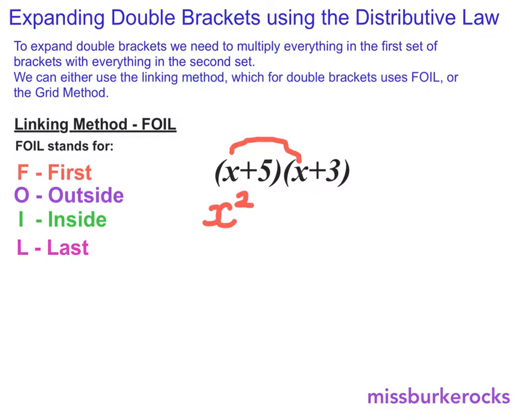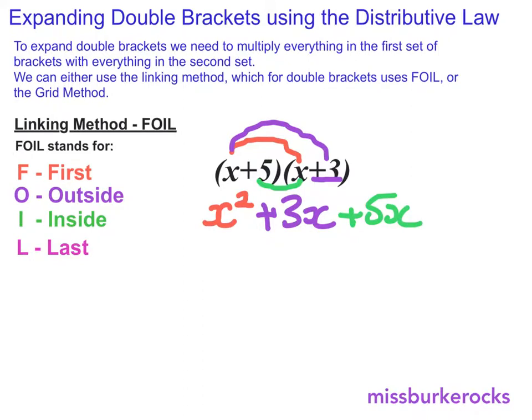Then we look at the ones on the outside. So that's the x in the first set and the 3 in the second set. Remember that is equal to a plus 3. So x times positive 3 gives me positive 3x. Okay, so then we have inside. So we're going to multiply the 2 that are on the inside for each of them, which is the positive 5 and the x. So 5 times x is positive 5x.